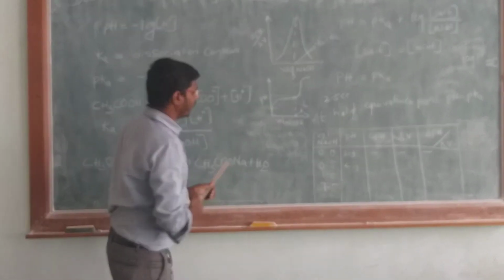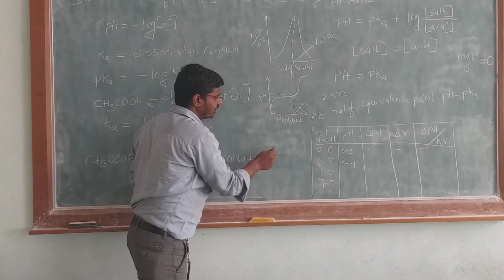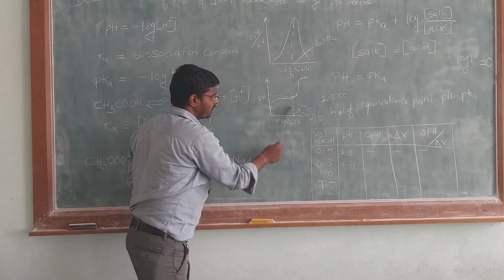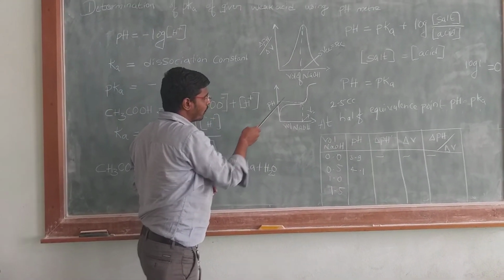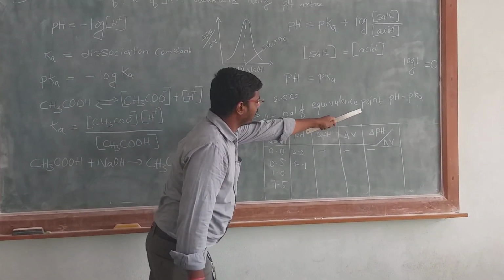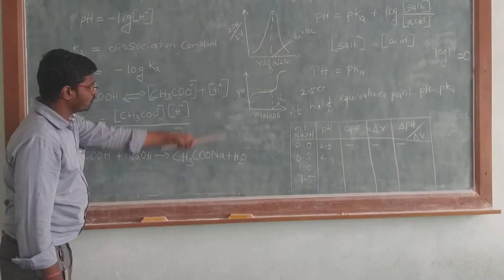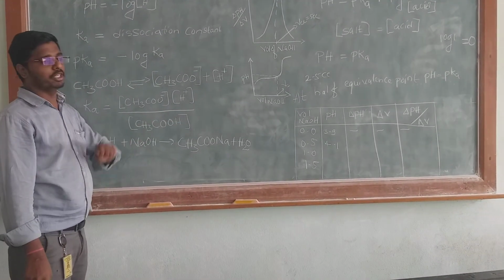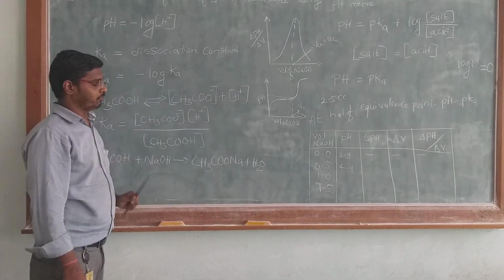Now we have to find the 2.5 cc on the x-axis. Then just draw a straight line. Wherever it cuts the S graph, the pH at that point will be the pK of the weak acid. In this method, we determine the pK of a weak acid graphically. Thank you.